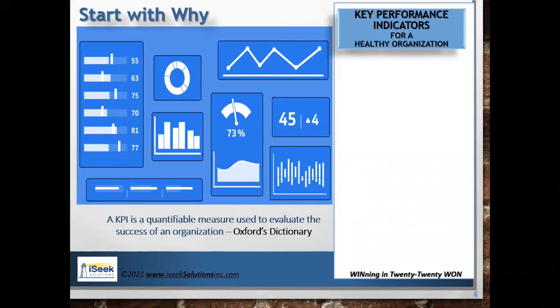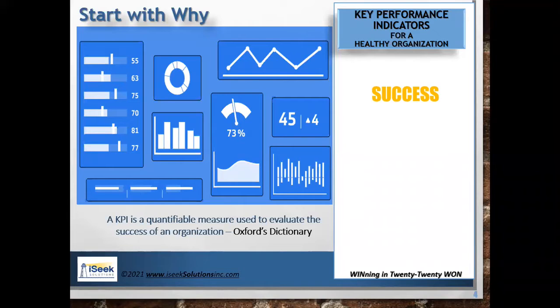So we talked about success, and when we look at success, that's really one of the keys. Success is one of the keys that you need to look at. What is success for your organization?